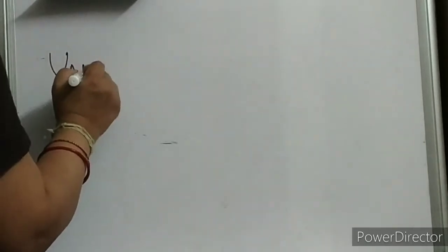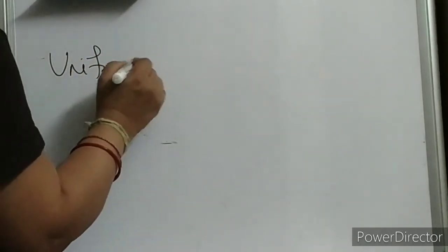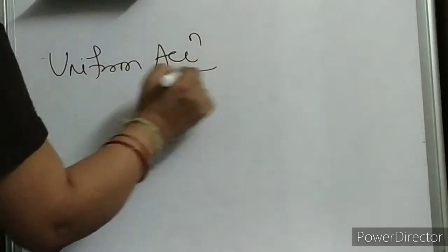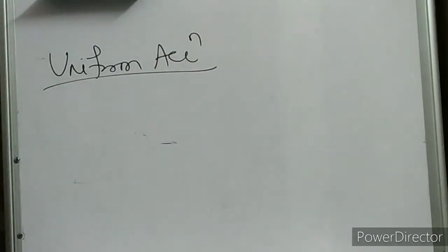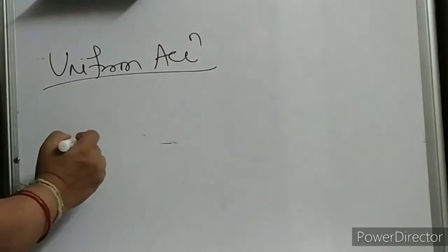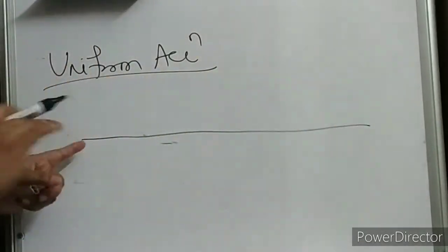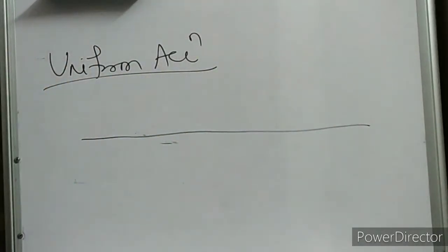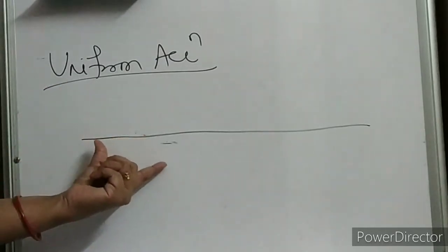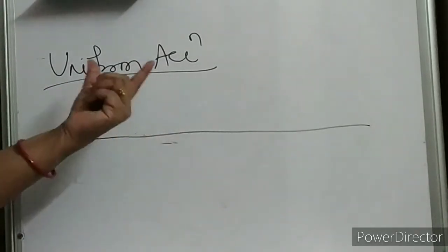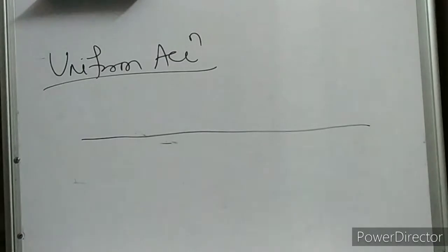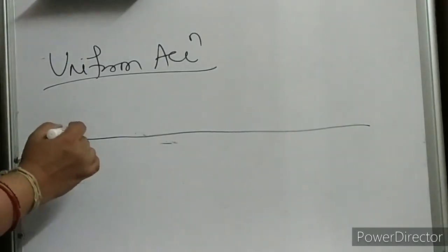What is this uniform acceleration? What does it mean? Suppose a body is having uniform acceleration. First, a body has to move in a straight line. If the body is traveling in a straight line and its velocity increases by equal amounts in equal intervals of time, what does it mean?